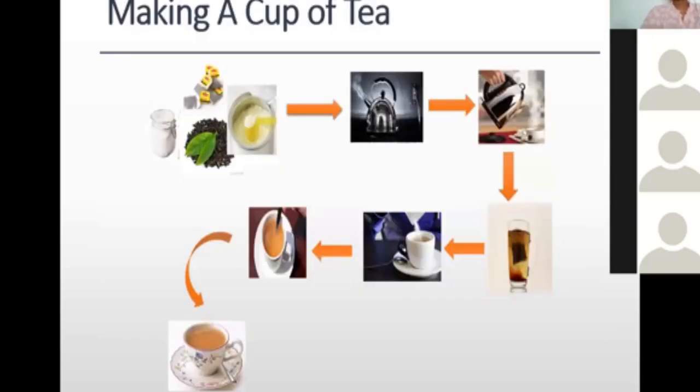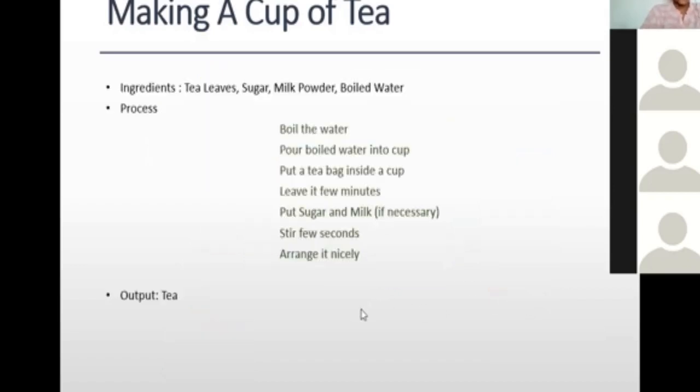So this is making a cup of tea. The people who don't know how to make a cup of tea, you can see here and try it out. What we are doing is taking these ingredients, boiling the water and pouring it into the cup, then taking the tea bags, the sugar and the milk powder, and then we stir it and have it as a tea, right? So we have ingredients: tea leaves, sugar, milk powder, boiled water, and the process is like this.